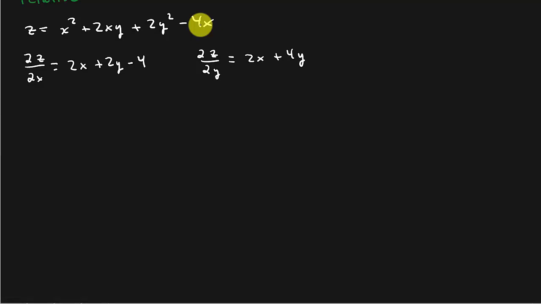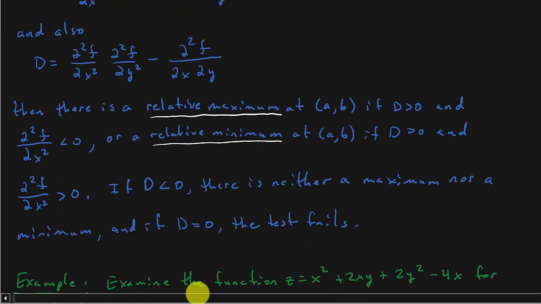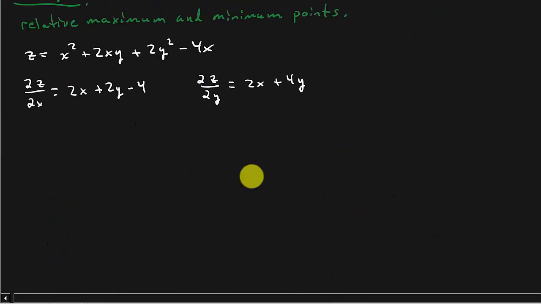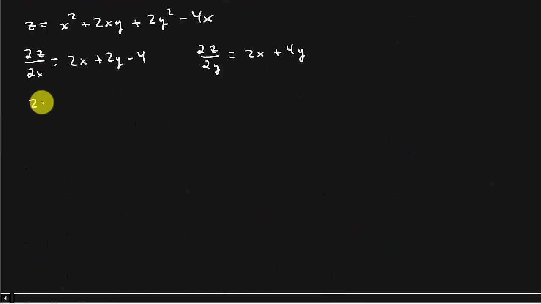Now, I say I like to go ahead and find all the partials first. Let me just take that back one time. Let's do this first, before we do the second partials. Notice what it says up here, that we need to set each one of these partials equal to 0 and solve for x and y. All right, so let's do that. So I've got 2x plus 2y minus 4 equals 0, and I've got 2x plus 4y equals 0.